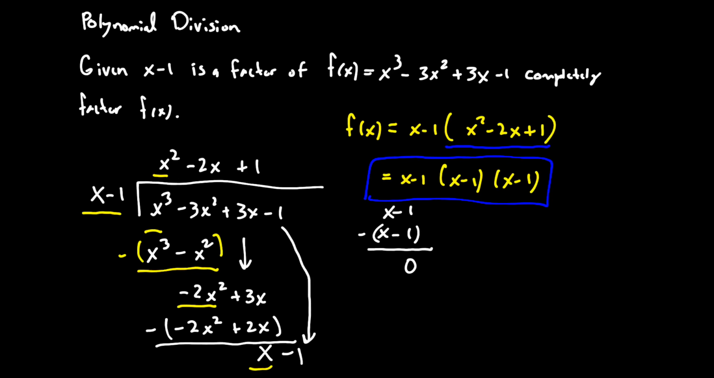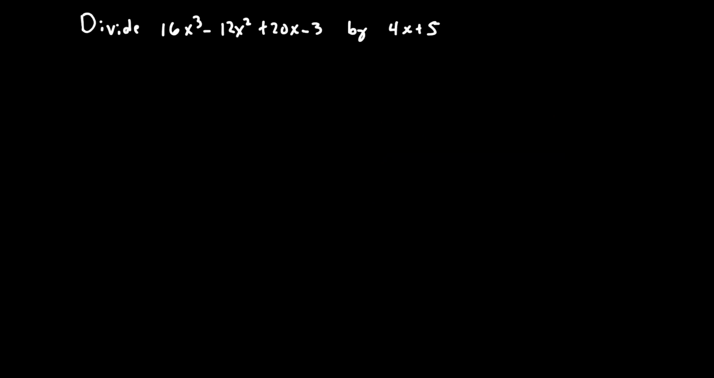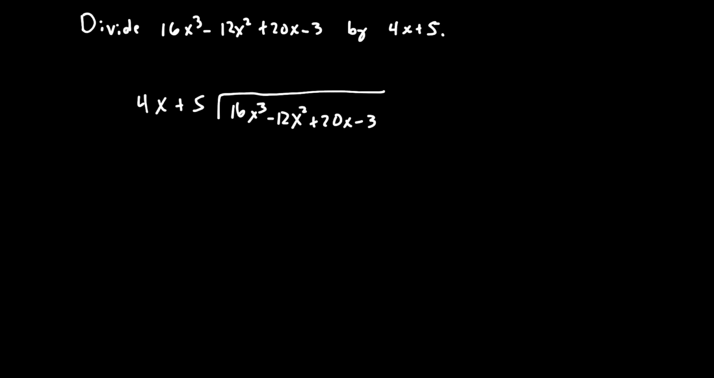Before we look at the general definition of polynomial division, let's look at another problem. Here we want to divide 16x cubed minus 12x squared plus 20x minus 3 by 4x plus 5. Again, set up our division. We have 4x plus 5 dividing into 16x cubed minus 12x squared plus 20x minus 3. We want to get rid of the 16x cubed, so we want to multiply the term 4x plus 5 by a 4x squared. This is going to give us 16x cubed plus 20x squared, and multiply this term by a negative 1, then add it to above.